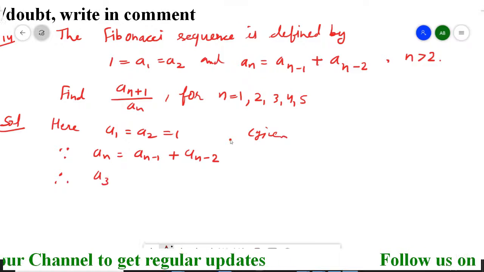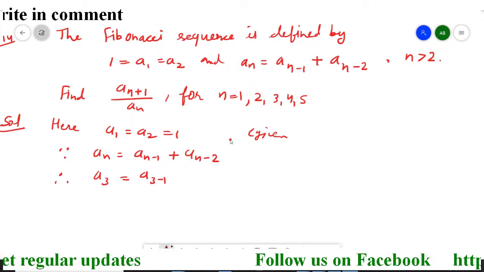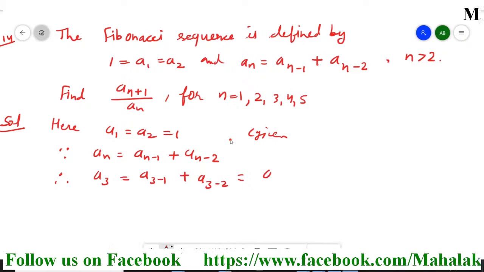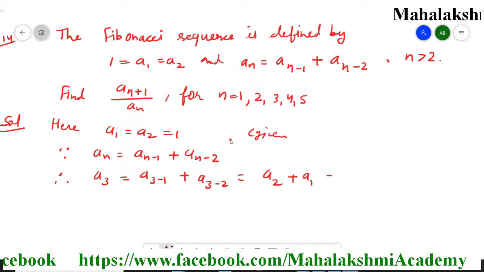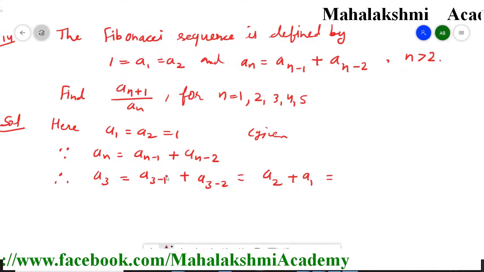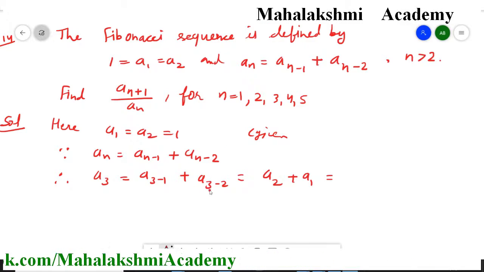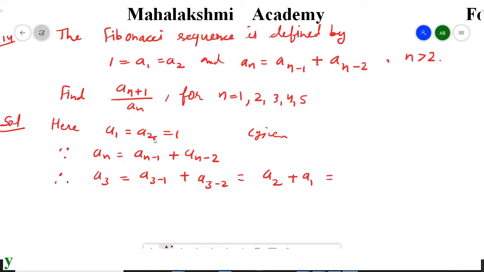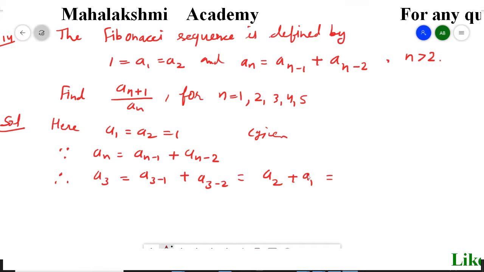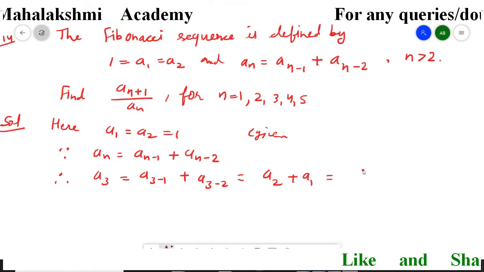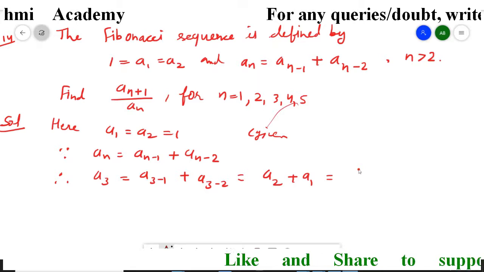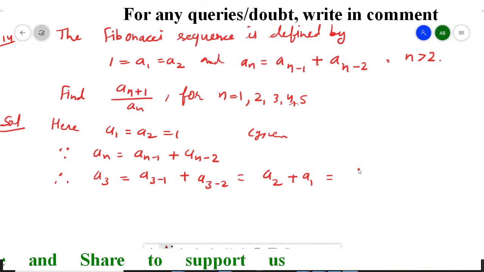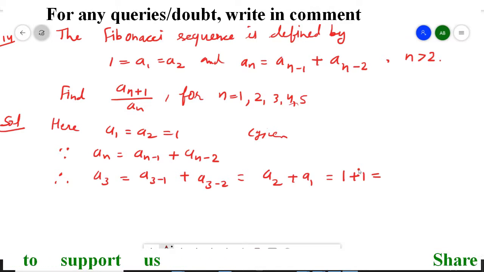So we will get here first the third term. So it's going to be a_{3-1} plus a_{3-2}. That is going to be a2 plus a1. Now when we subtract, 3 minus 1 is 2 and 3 minus 2 is 1. So we will get here a2 and a1, and both are 1. So we will replace these two terms by 1 and 1. So we will get here 1 plus 1, that is 2.